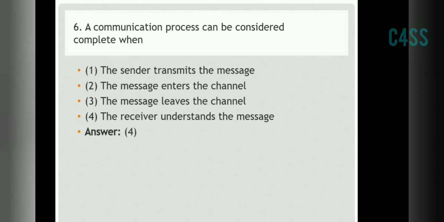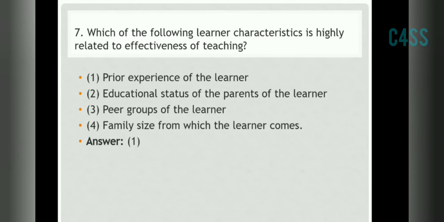A communication process can be considered complete when the receiver understands the message. Which of the following characteristics of a learner is highly related to effectiveness of teaching? It is the prior experience of the learner. The prior experience or the entry behavior of the learner is very important in the teaching learning process.